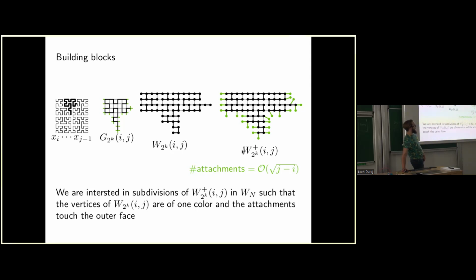And finally, we define a graph W2K plus Ij, which is obtained from this subgraph of the wall by attaching an edge to each place where it has some contact with the outside world. And now, in our recursive construction, we will be finding some subdivisions of W2K plus Ij, with this property that all those vertices which are black here are of one color in our prescribed coloring of the edges of vertices, and the attachments are on the boundary of the outer face.